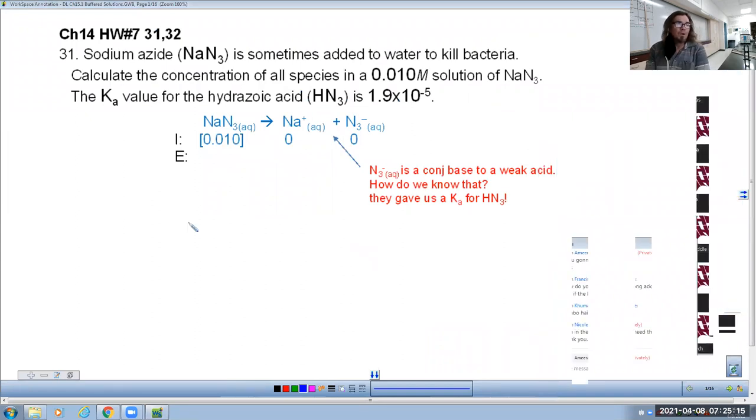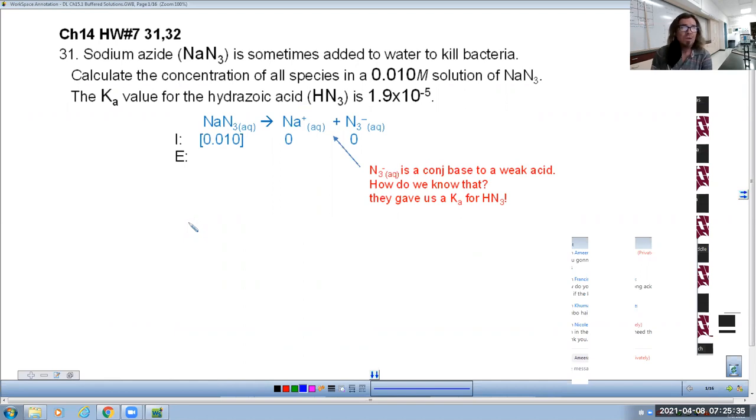Okay, question number 31 says, sodium azide is sometimes added to water to kill bacteria. Calculate the concentration of all species in a 0.01 molar solution of sodium azide. The Ka value for hydrazoic acid, HN3, is 1.9 times 10 to the negative fifth.